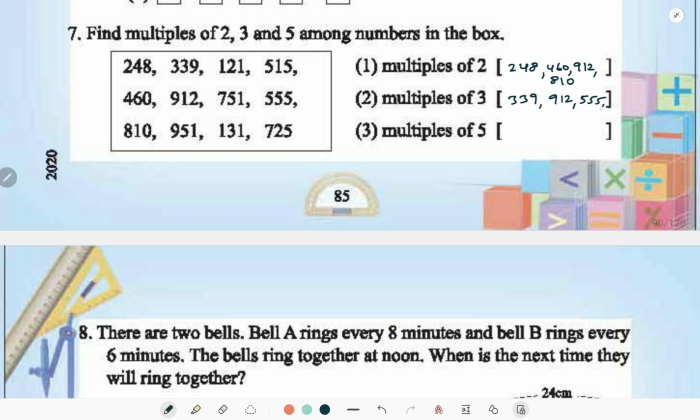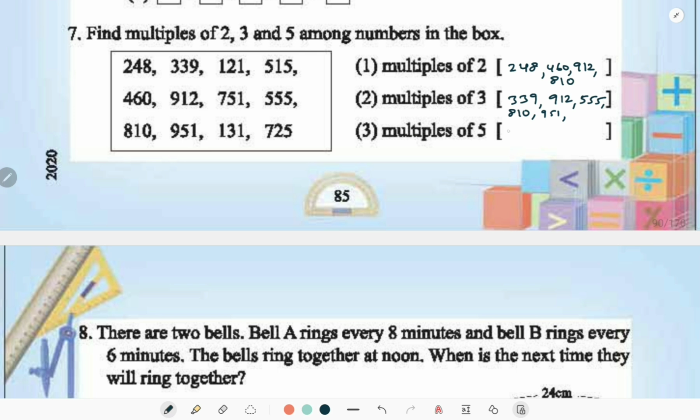8 plus 1 is also 9, so 810 also, and then next one is 15, so 951 also, and then this is 5, this is not a multiple of 3. 5 plus 2 is 7, 7 plus 7 is 14, not a multiple of 3.